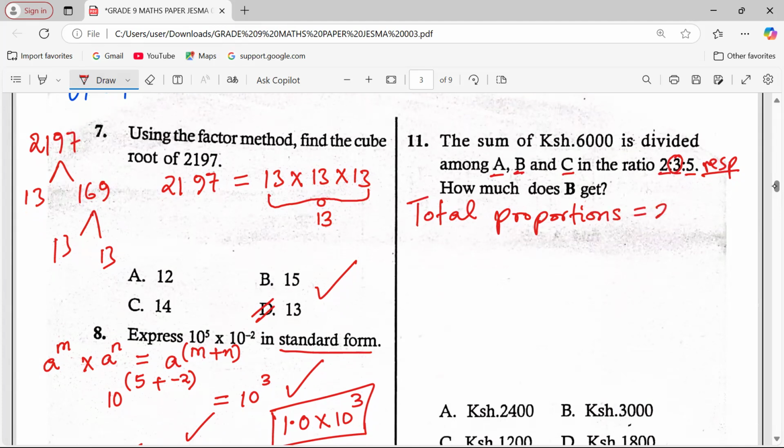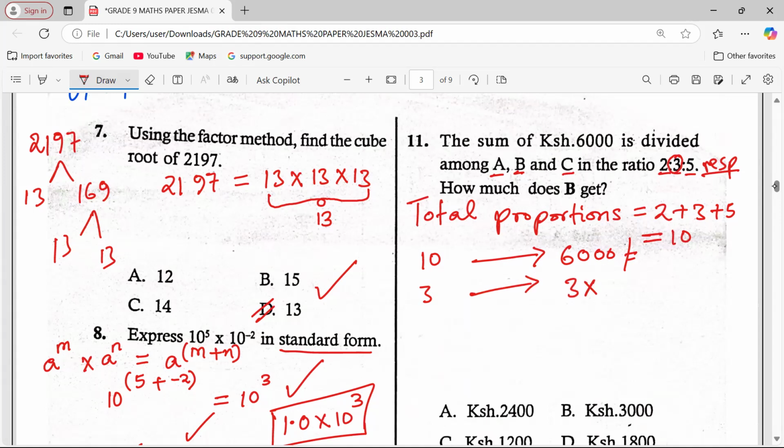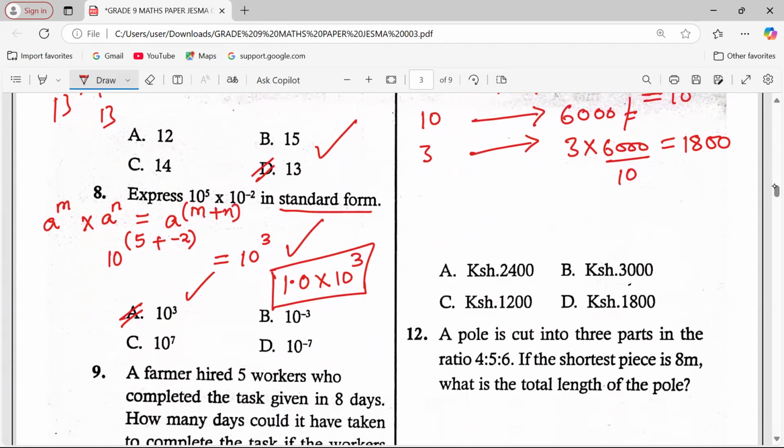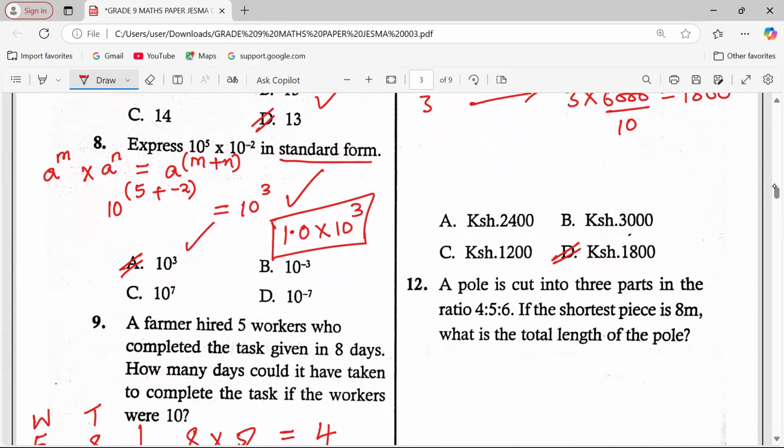Total proportions are 2 plus 3 plus 5, giving us 10. So 10 proportions is equivalent to 6,000, the total amount of money. What about the 3 proportions, which will be received by B? It will be 3 by 6,000 divided by 10. This will be 600 by 3, which is 1,800. Therefore, the correct answer here is exactly D.